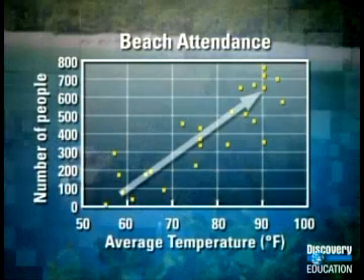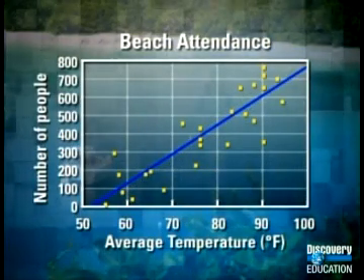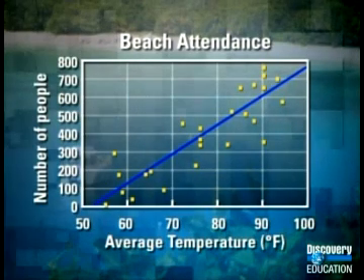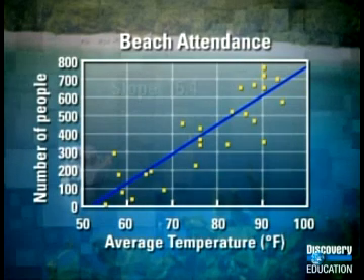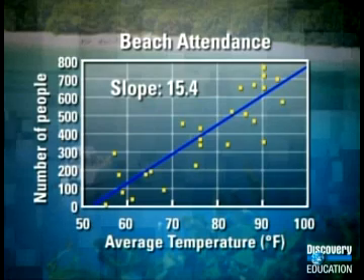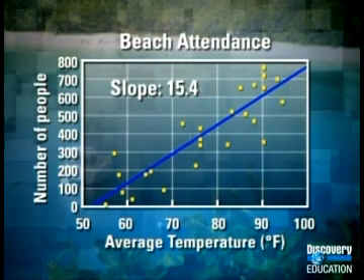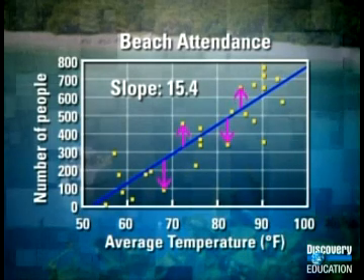The trend of the data can be described by plotting a line of best fit through the data points, like this. Now that we have a line of best fit for the data, we can measure the rate of change for the data using the slope of the line. The slope for this line is 15.4. It means that there tends to be an increase of about 15 people going to this beach for every increase of 1 degree in temperature. But as you see, it's variable.